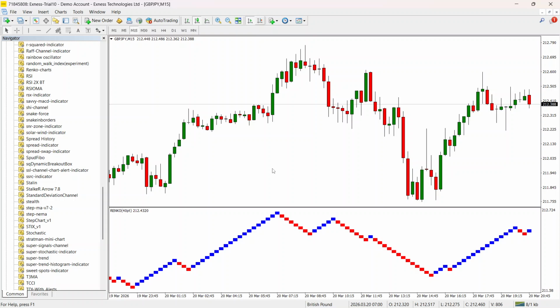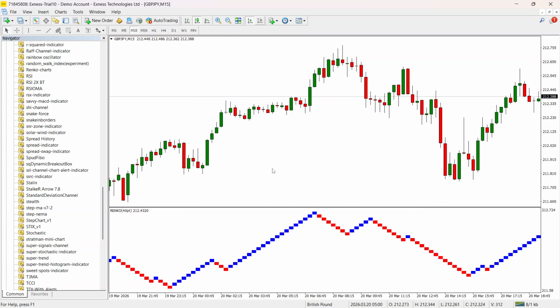Now, who is it for? The ultimate Renko MT4 indicator is suited to traders who prefer to trade clear trends and reversals without the distraction of time-based noise across Forex, stocks, commodities, and indices.